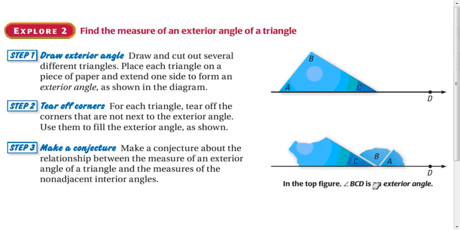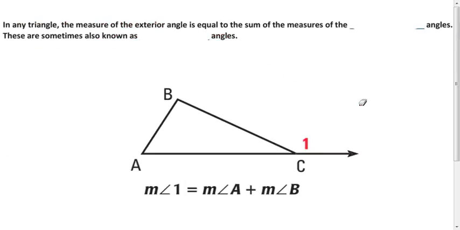So it looks like those two angles you ripped off, A and B, line up exactly with that exterior angle. And that is the property we have here. The measure of the exterior angle, so here angle 1, is equal to the measure of the sum of the opposite interior angles. So for angle 1, that would be angles A and B, because they're not adjacent to 1, and they're on the inside of the triangle.